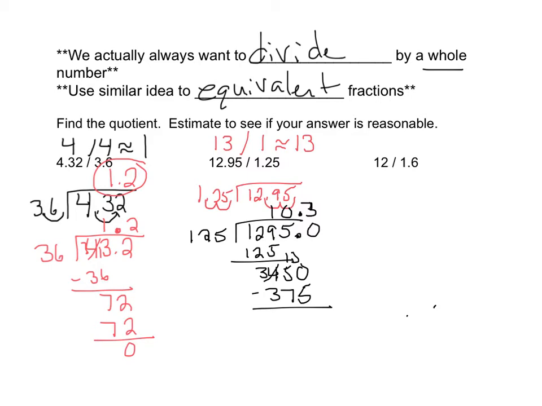This is 15, then a 14. So it becomes a 10. 10 minus 5 is 5. 14 minus 7 is 7. We have 75. 125 doesn't go into 75.